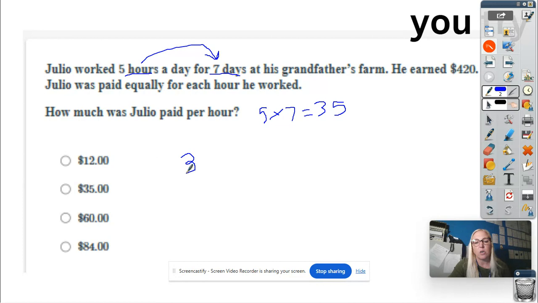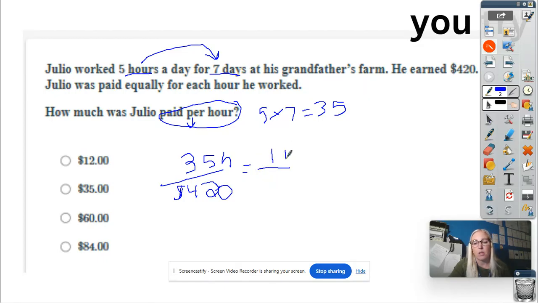So now our ratio is comparing hours worked. 35 hours, I'm just going to put H, and he earns $420. So again, I see how much was he paid per hour. So I'm going to put 1, see that word per, I know I'm going to have 1 hour. Where do I write 1 hour, on the top or the bottom? In this case, I'm going to write it on the top because hours is already on the top. 1 hour. How do I get from 35 to 1 when I scale down? I'm going to do 35 divided by 35.